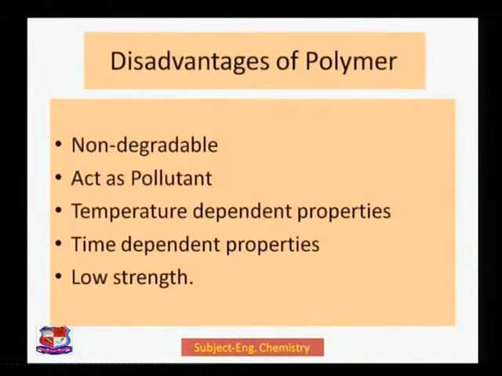Then the thing is that it has low strength compared to the metal, okay. Metal has very high strength, so again the drawback comes from the side of the polymer when it is compared with the metals. It has temperature dependent properties, it has time dependent properties. That shows basically that the polymer properties have to be varied with the different parameters, and for that a special design and synthesis has to be made.